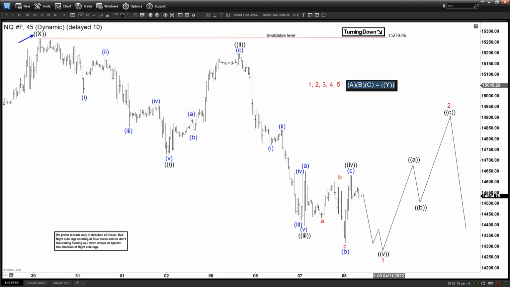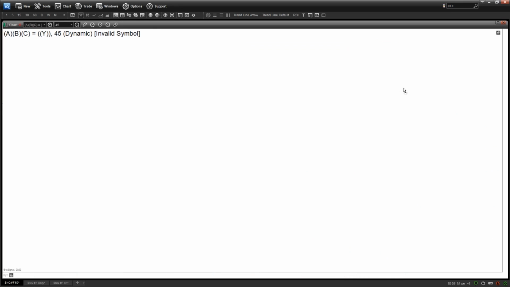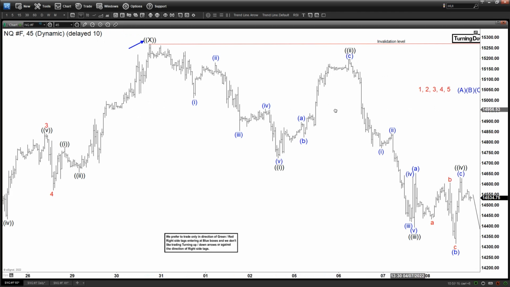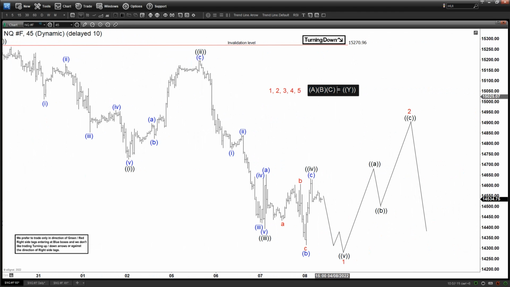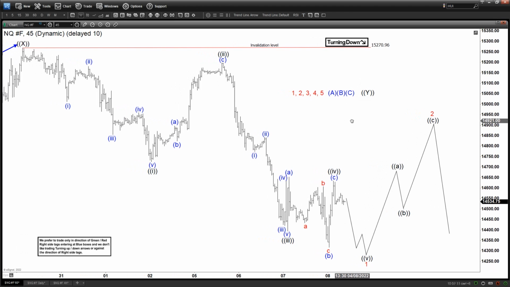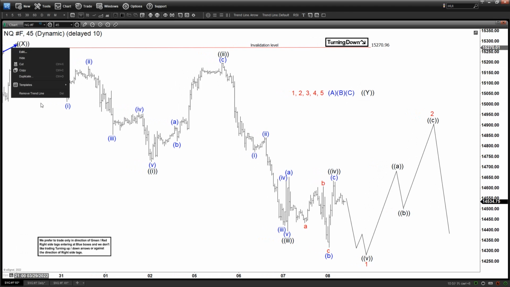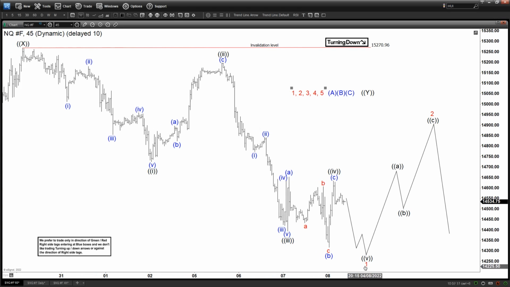So 1 2 3 4 5 ending A, and then it will be followed by B and C to finish the Y, right? So that's the idea for the Nasdaq. We are now within the Y, but it's still a long way to go because we're only ending 1 here, and that 1 is part of A, and then we will have B and C to finish the Y.